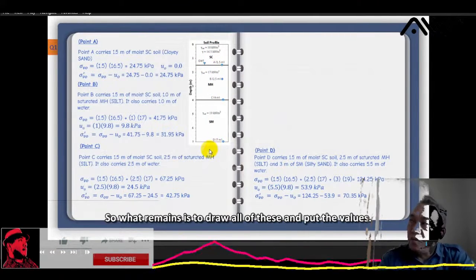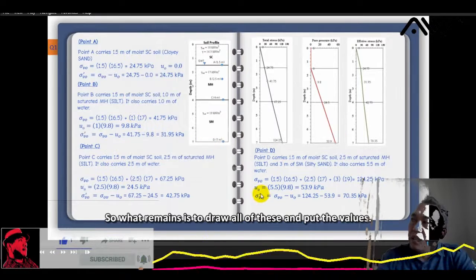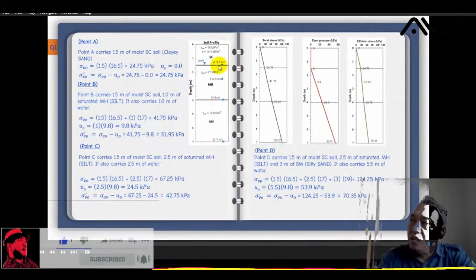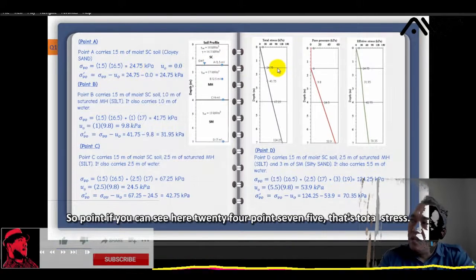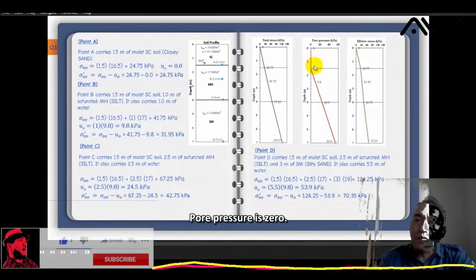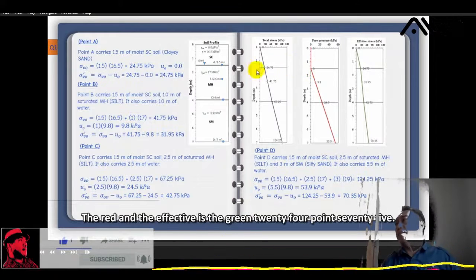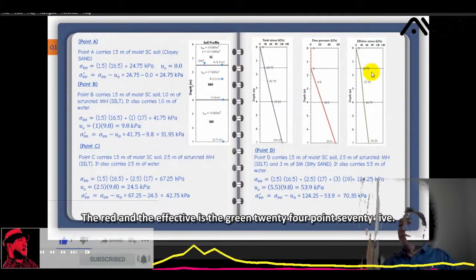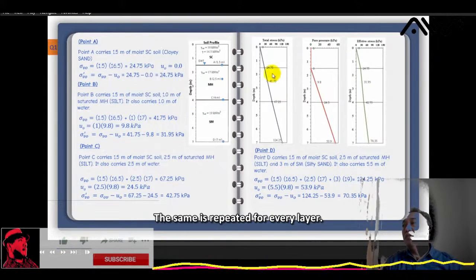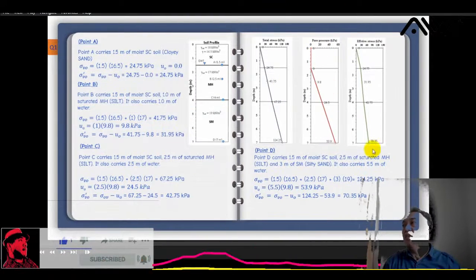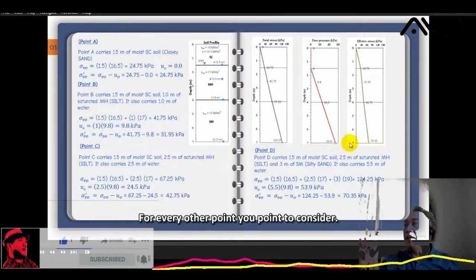So what remains is to draw all of these and put the values. So point A, if you can see here, 24.75, that's the total stress. Pore pressure is 0, that's the red, and the effective is the green, 24.75. The same is repeated for every other point here.